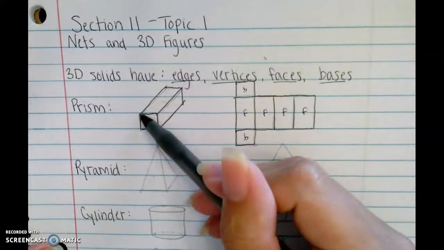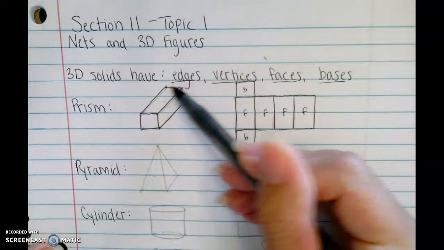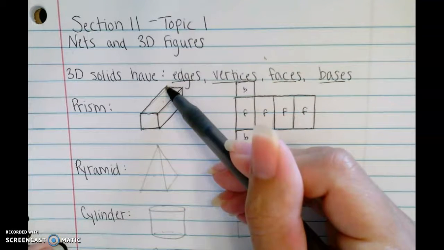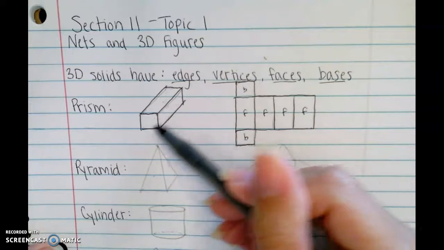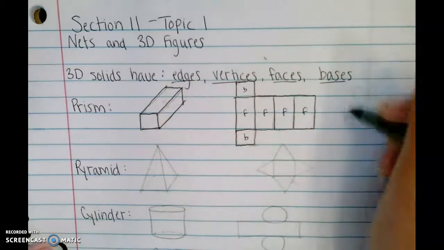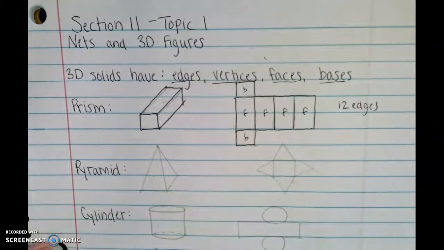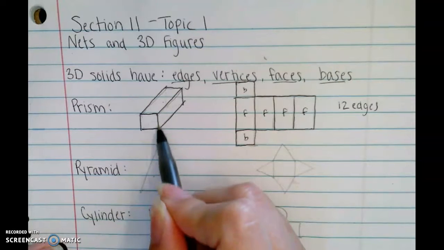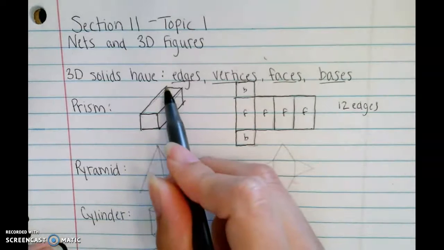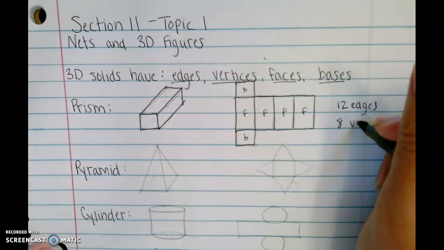So for a prism, we have 1, 2, 3, 4 edges on the first base, 5, 6, 7, 8 edges on the second base, and then around the rectangle we would have 9, 10, 11, and the hidden one on the back side would be 12. So there's 12 edges. And then the vertices are the points that are connecting the edges. So on the front, we have 1, 2, 3, 4 vertices. And on the back, 5, 6, 7, and the hidden one is 8 vertices.